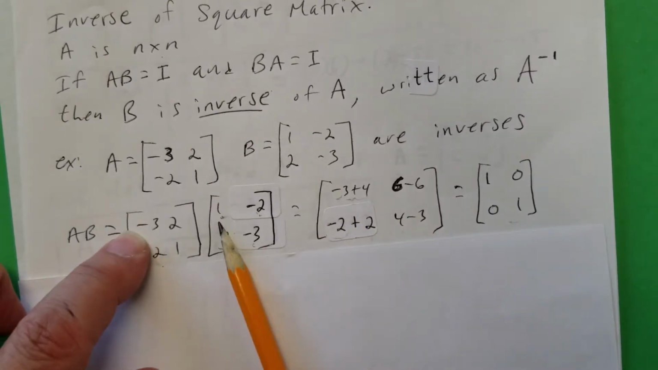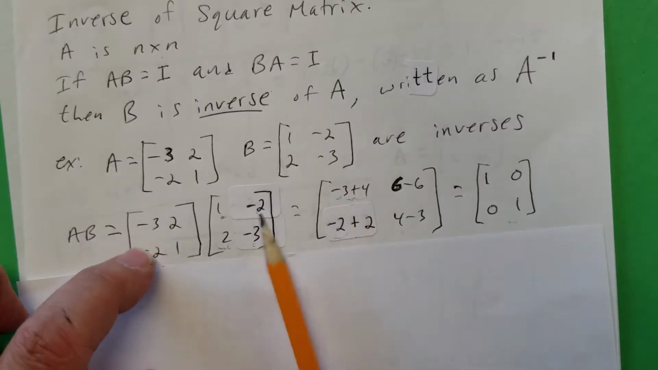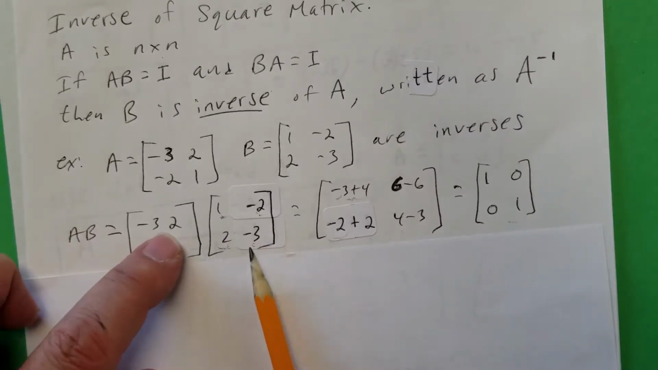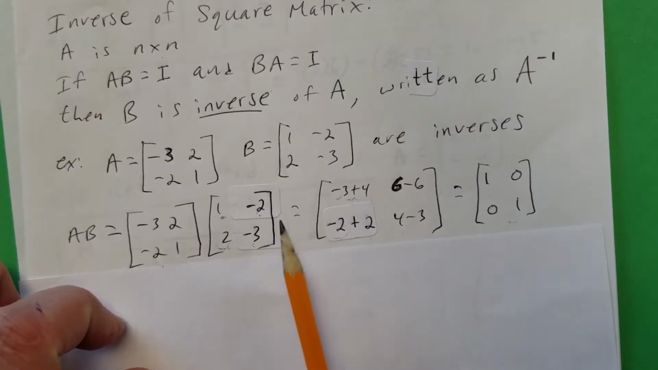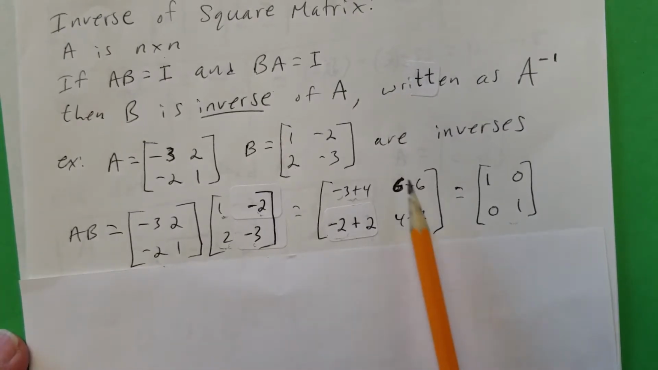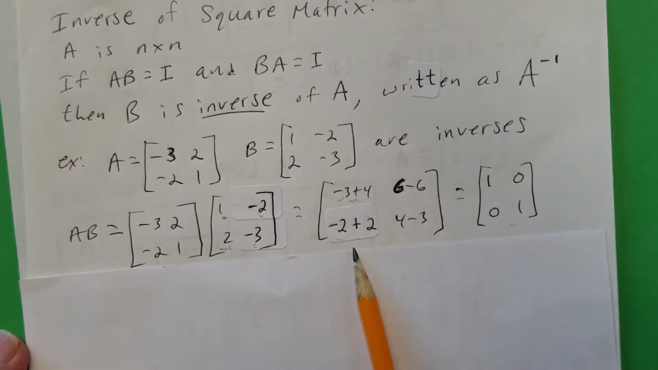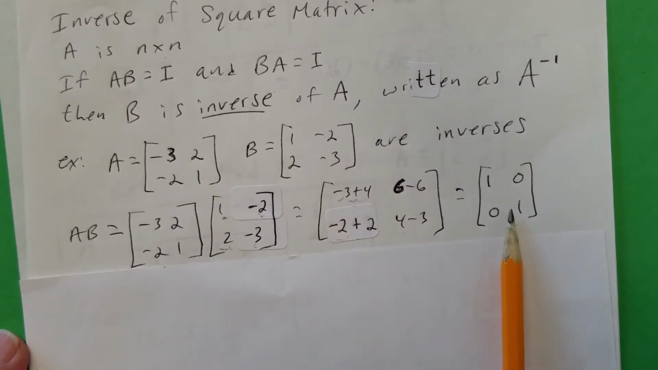So -3, 4. There it is. Then +6, -6. There it is, and so on. So this is 1, this is 0, this is 0, and this is 1. There you go. I multiplied these two, and I got the I matrix.